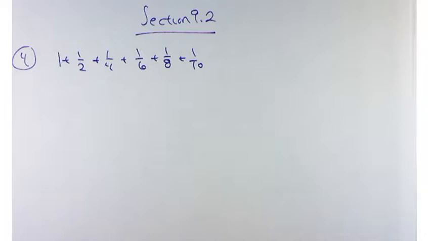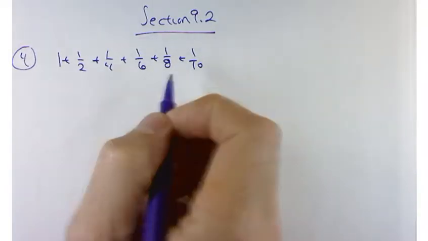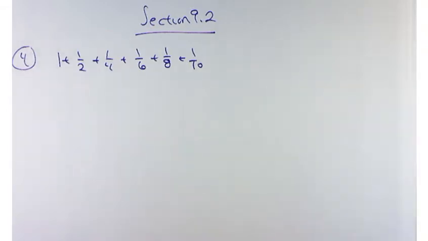So in section 9.2, we're going to learn about series and convergence. Now, when you start adding up a list of terms, like we do here, when you add them up, you get a series. It's no longer a sequence. Sequence is when you just list them. A series is when you add them. So let's add up the first few terms here.